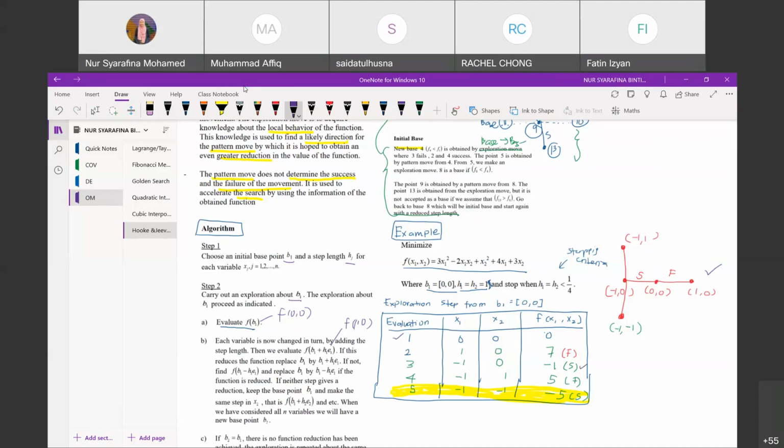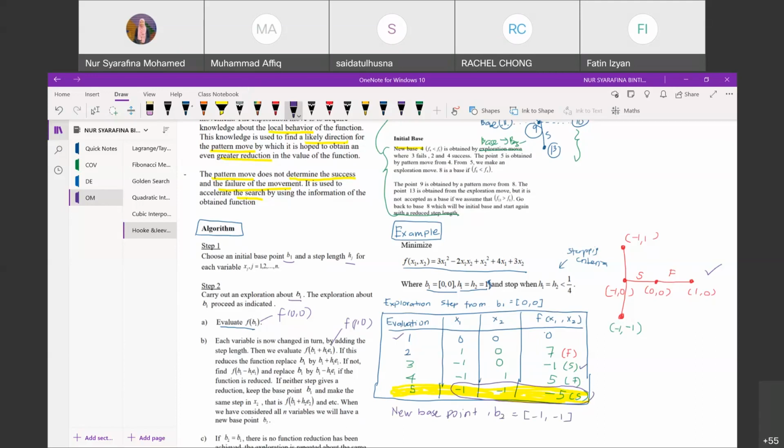Again, we repeat the process and make the same step. When we have considered all n variables, we will have a new base point. Considering all n variables means we complete all steps. So this is our new base point, your P2, the new base point, which is B2 equals minus 1, minus 1.